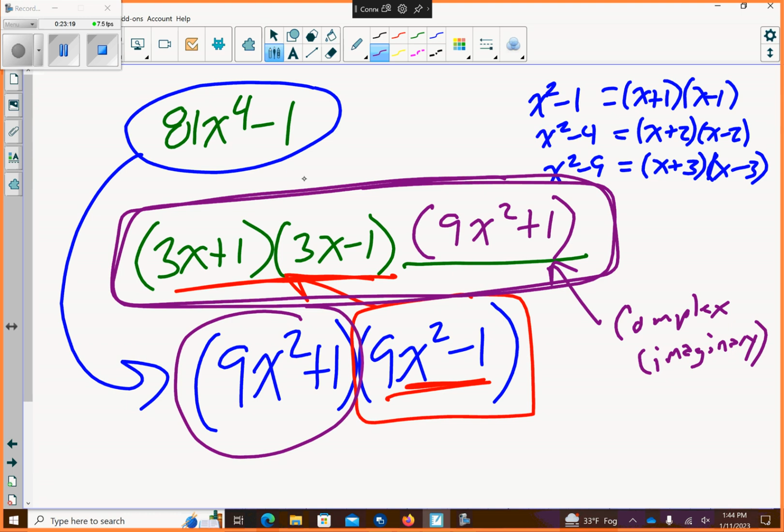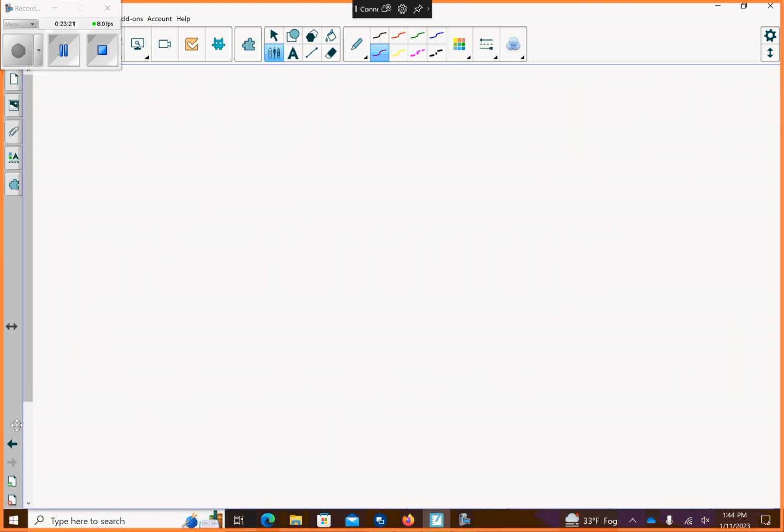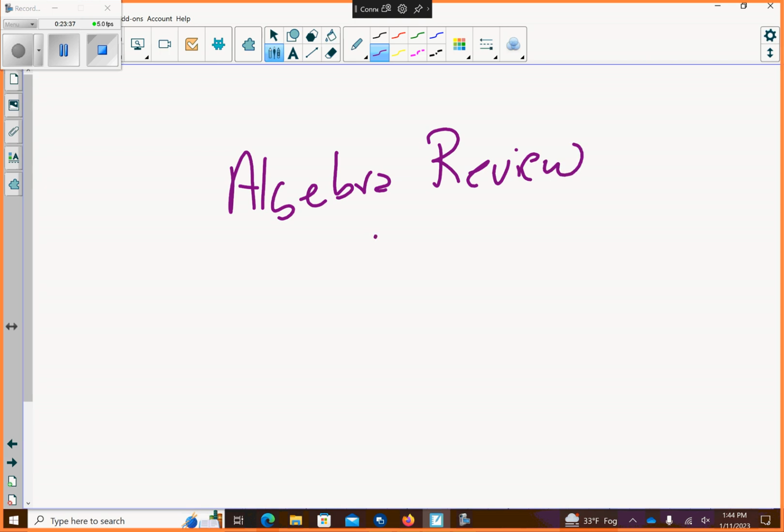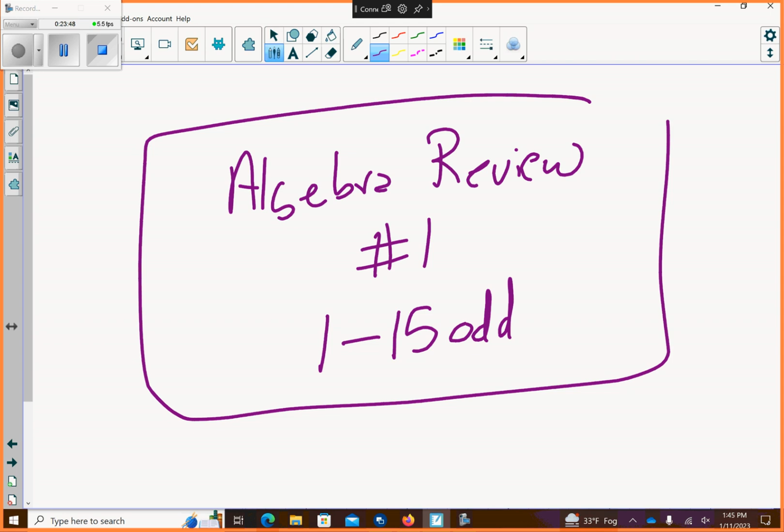Okay, so what I want to do, I'm going to give you a little bit of homework. Still with me? I think something that would be fair would be that very first page. It says Algebra Review number 1. And I think if you were to complete 1 through 15 odd, and what I'll do is tomorrow, and I realize I've worked some of those out. Agreed? Yep. If you missed yesterday, you can see the other problems worked out on the video.